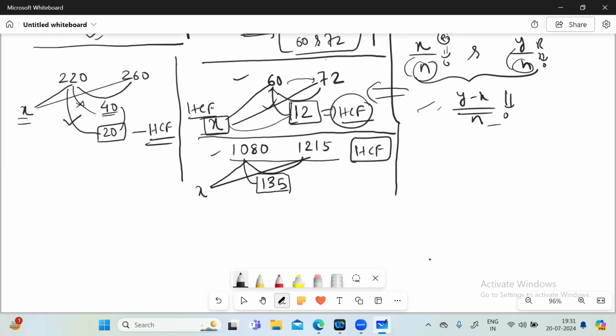So here what we can see is that 135 actually divides 1080. Is it dividing? Tell me. Does 135 divide 1080? Yes, sir. 135 into 8 is 1080. So this will be the HCF.